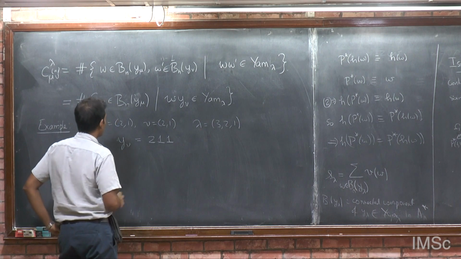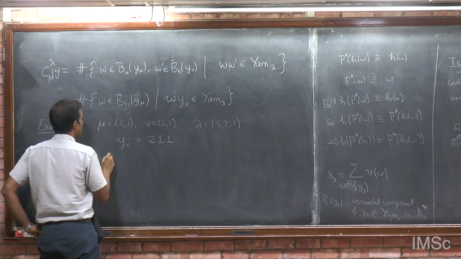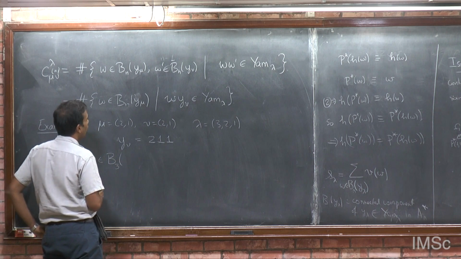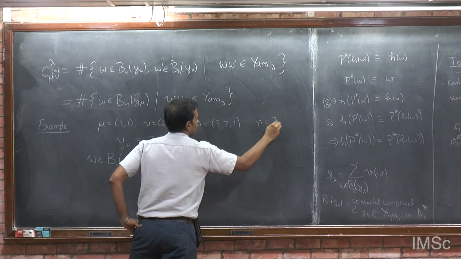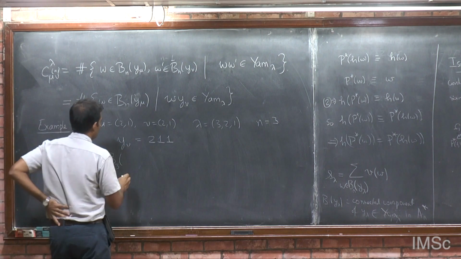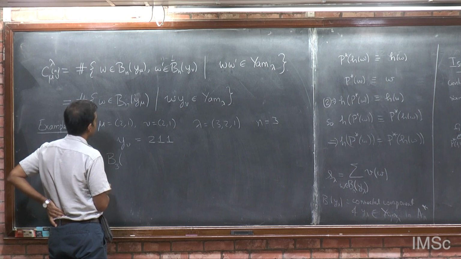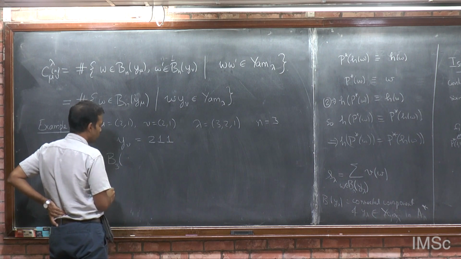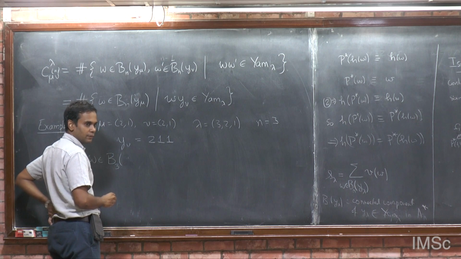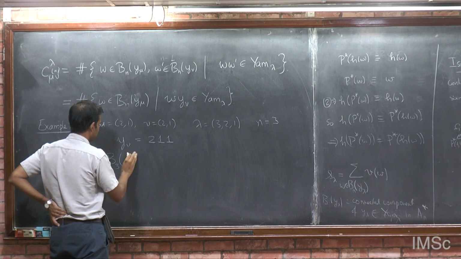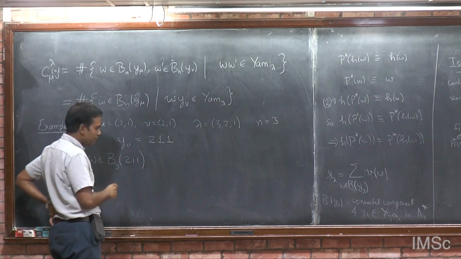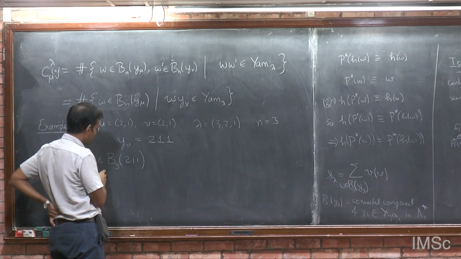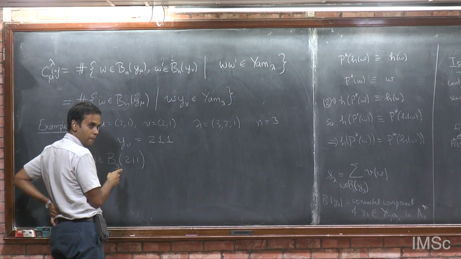Now, I want to look for W. W should belong to B3 of y mu, so n equals 3. Let us take B3 of the super standard tableau, which means that it should itself be a semi-standard Young tableau of shape 2 comma 1.